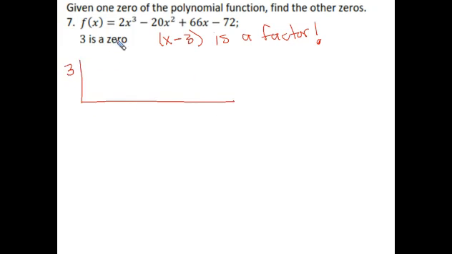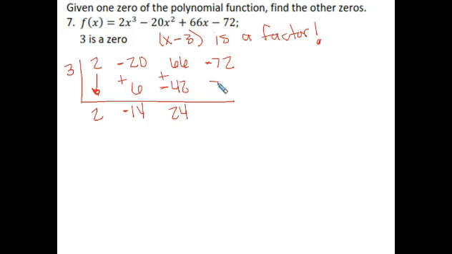So we put our 3 on the outside, and we're going to use our coefficients of 2, negative 20, 66, and negative 72. We drop down the first term and continue through our synthetic division process. And notice again how we're just reiterating the fact that our remainder is 0, because that's what we get as our remainder when we go through our division process. So our quotient is 2x squared minus 14x plus 24.